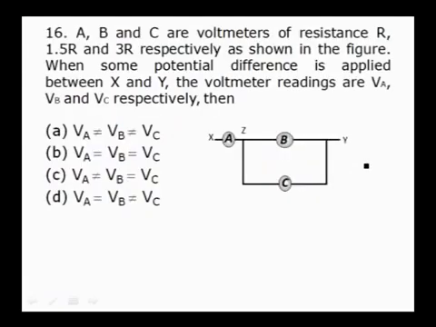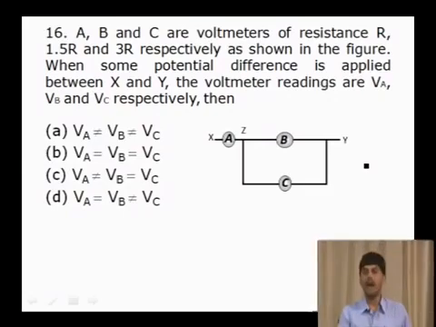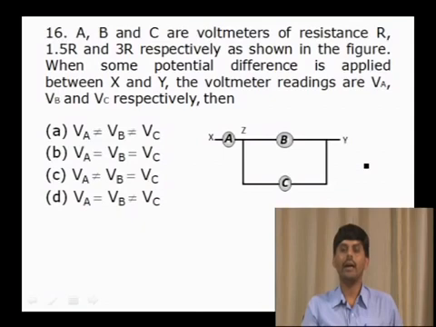Question number 16. A, B, C are the voltmeters across the resistances R, 1.5 R and 3 R respectively, as shown in the figure.